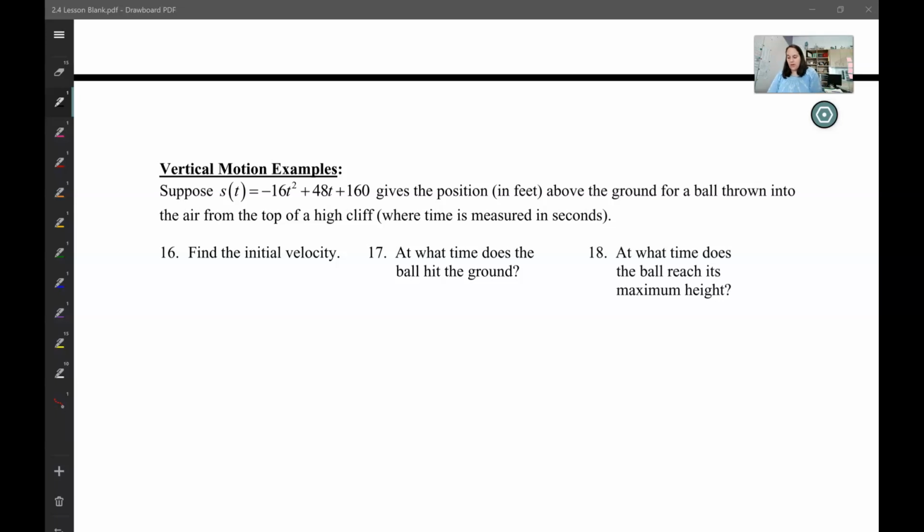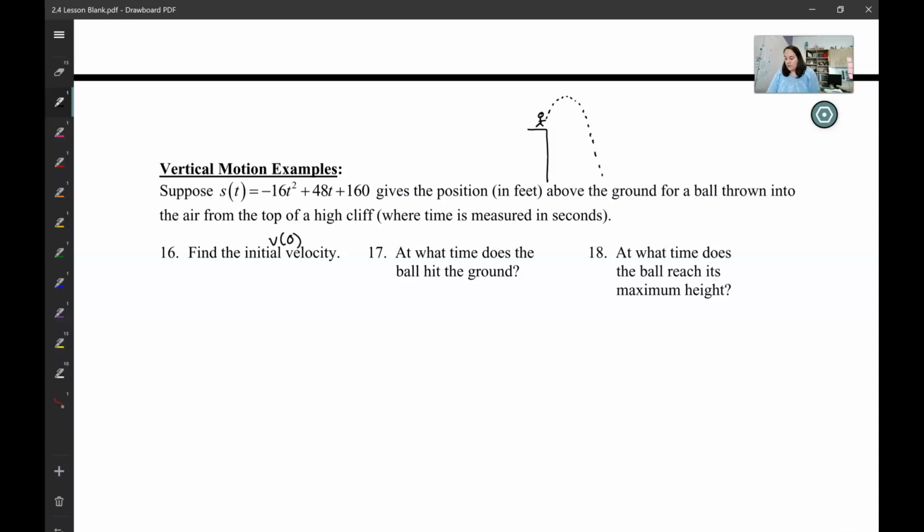So here's our equation for a ball thrown into the air from the top of a cliff. So we're at a cliff here. Here's my little stick figure me. I'm going to throw a ball into the air, and then it's going to fall down. So my vertical motion is going to look something like that. So 16 says find the initial velocity. That would be v of 0.